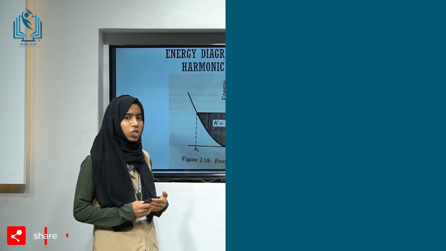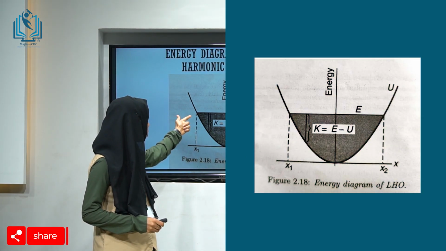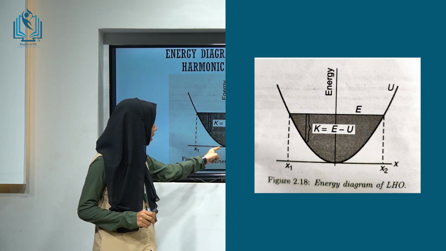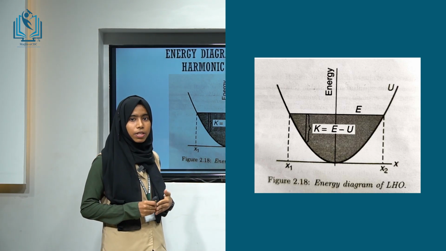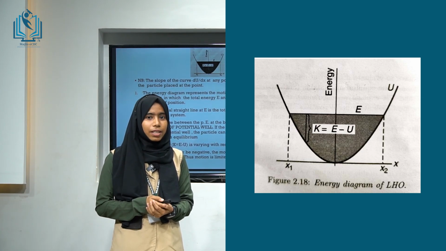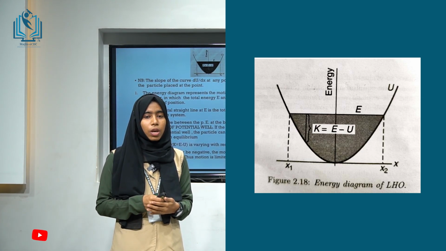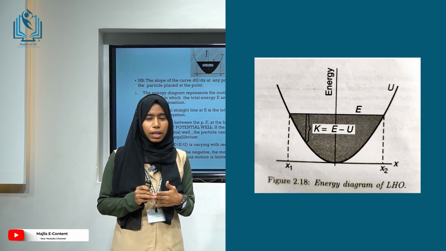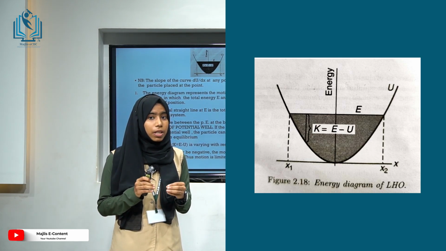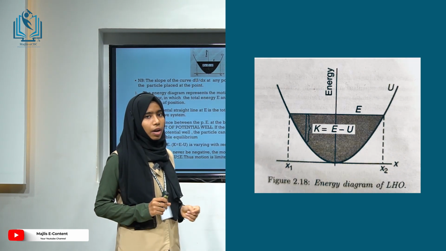Here the potential energy becomes zero. Here the potential energy becomes maximum. The kinetic energy here is maximum, and the kinetic energy here is zero. Since kinetic energy can never be negative, the motion is constrained to the region U less than or equal to E. That is, the motion is limited to the region in this shaded area.